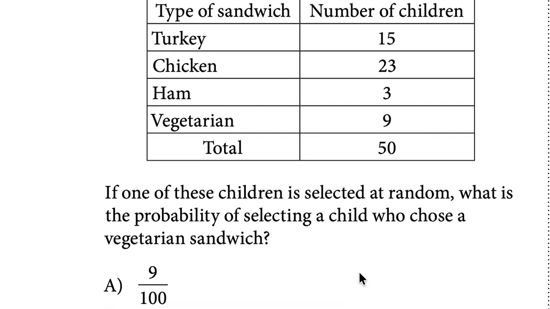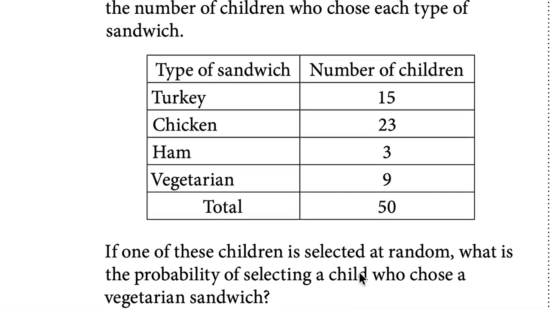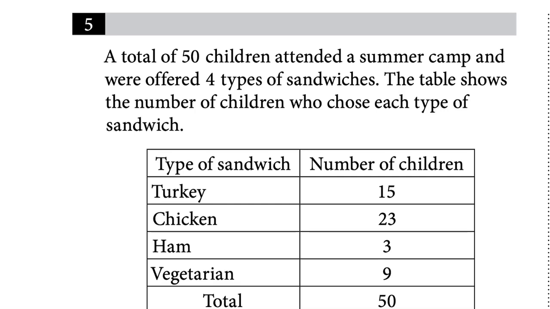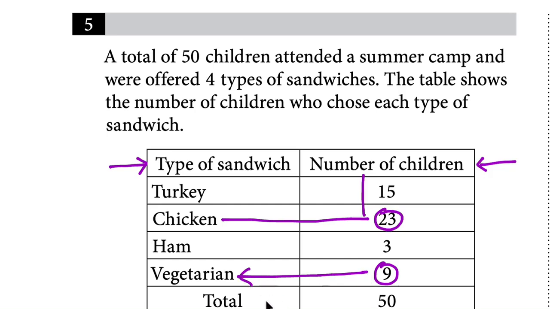If one of the children is selected at random, what is the probability of selecting a child who chose a vegetarian sandwich? Okay, first of all, let's understand how we read the data. So here it's about type of sandwiches and here it is number of children. So if I see 23, it is in the chicken and number of children. So 23 children prefer chicken sandwiches. If I see 9, so 9 children prefer vegetarian sandwiches and total are 50. This is how to read the data.